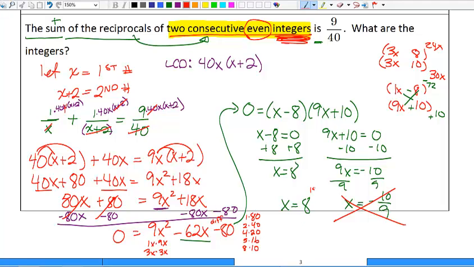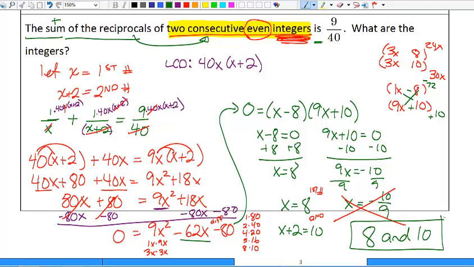So if 8 is my first number, what would my second number be? Well, I'm just going to take 8 and add 2 to get 10. So 8 and 10 are my two consecutive even integers whose reciprocals add to 9/40. To check, I'm going to plug 8 into my equation, so 1 over 8 plus 1 over 10 is supposedly equal to 9/40. The bare minimum check is just to make sure that all of the denominators are not equal to 0, and clearly they're not.